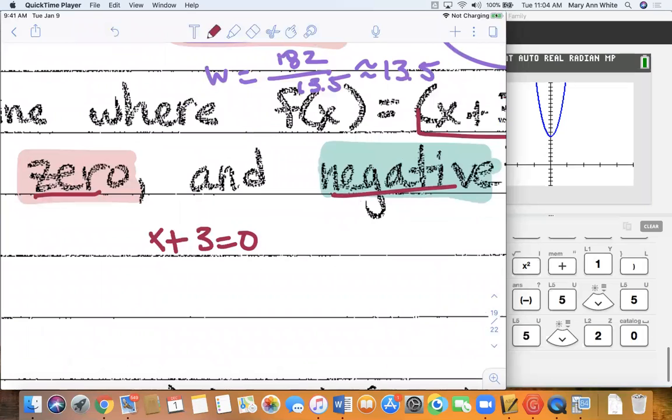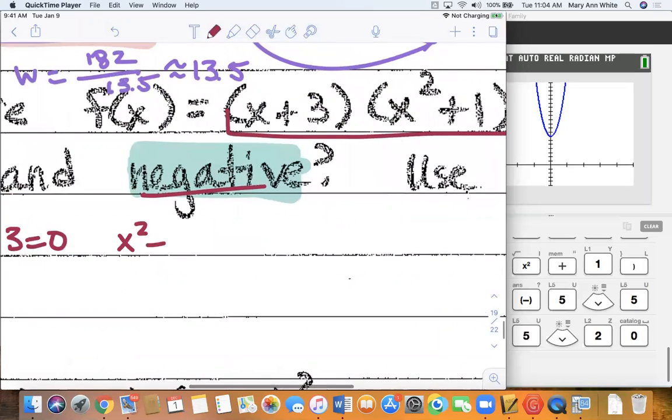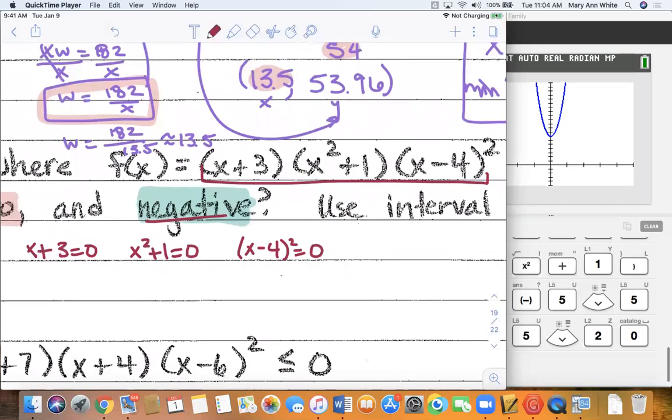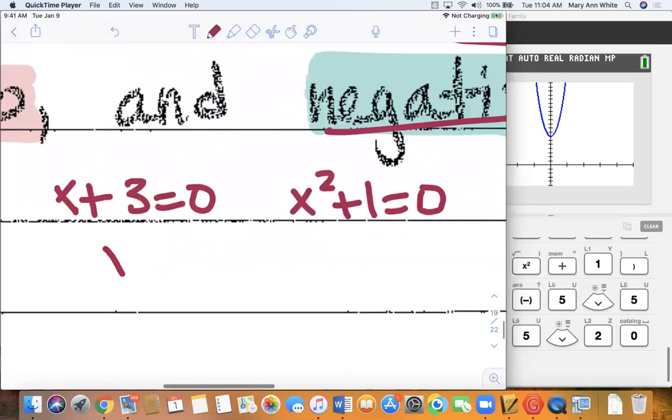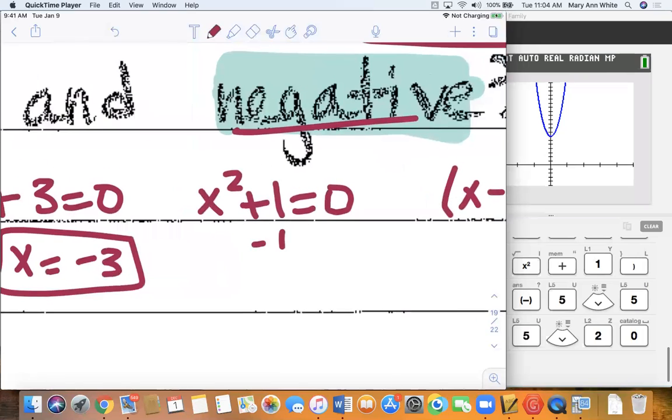But I'm going to set each factor equal to 0. I'm going to set x plus 3 equal to 0. I'm going to set x squared plus 1 equal to 0. And I'm going to set (x minus 4) squared equal to 0. Most of you can do these in your head, so I subtract 3 from both sides, so one of my zeros is x equals negative 3. Cool. The next one, I'm going to subtract 1.